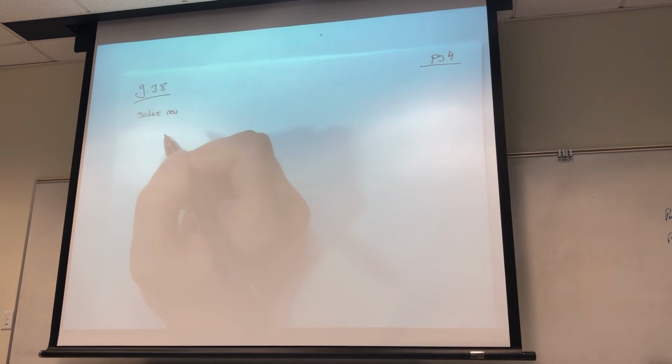Okay, the sales revenue is 4.28K, right? And the table below provides, where is the table?